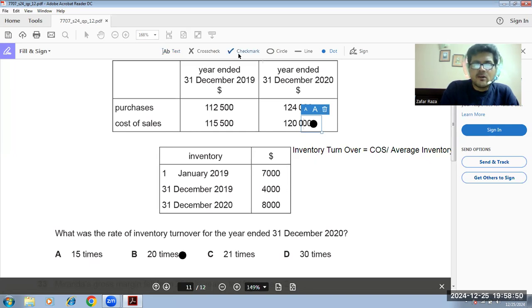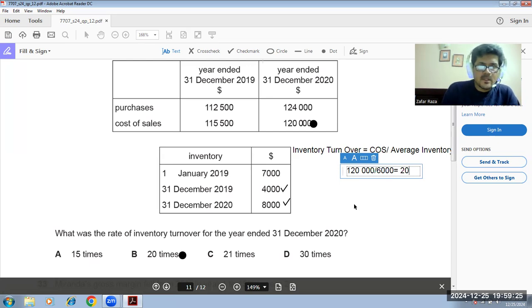So we have to take opening inventory of 2020. The ending inventory of 2019 would be the opening inventory of 2020. And this is the ending inventory of 2020, which is given. So 4,000 plus 8,000 means 12,000 divided by 2, 6,000. So inventory turnover would be 120,000, the cost of sales, divided by average inventory, that is 6,000. And we get the answer 20 times.